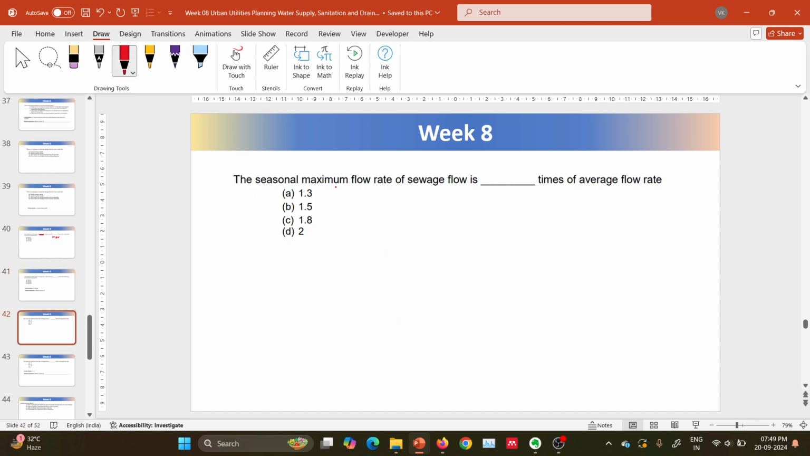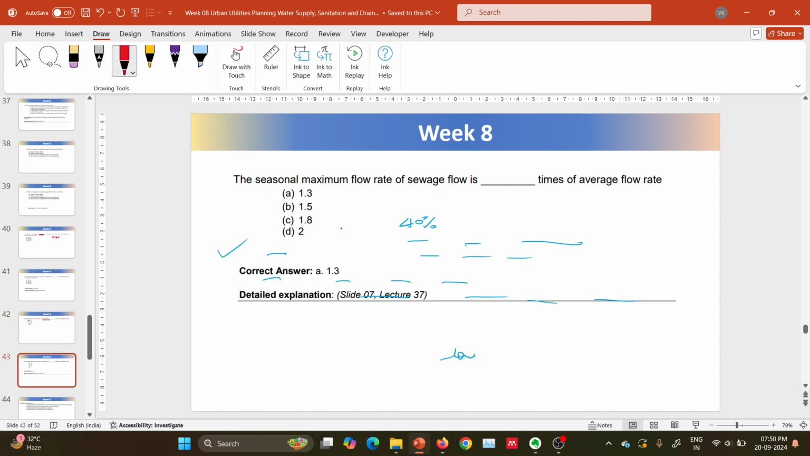A seasonal maximum flow rate of sewage flow is this many times the average flow rate. That is 1.3 times the average flow rate.